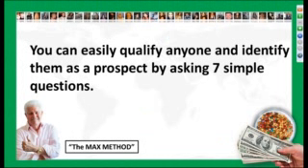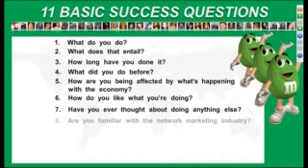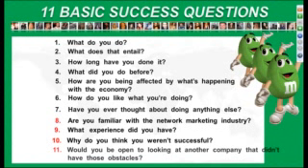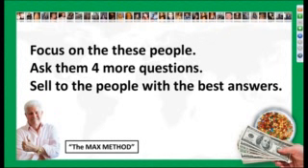Now, you can easily qualify anyone and identify them as a prospect by asking 7 simple questions, and these are all going to be covered in the scripts book, and we've got all kinds of examples. Before you talk about your business, you must ask those last 4 questions. You must know what a person's experience in network marketing is before you talk about your business. And if you learn they need and want what you're selling in the process, you put them on your prospect list. And focus on these people, and then don't forget to ask those last 4 questions.